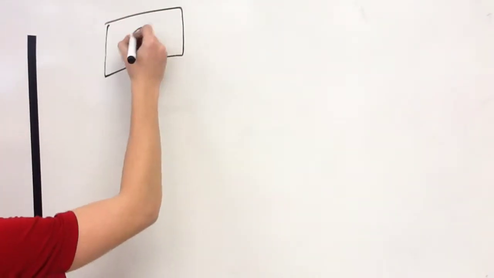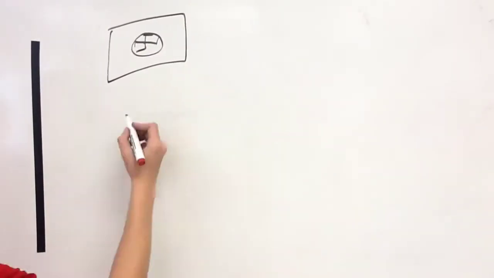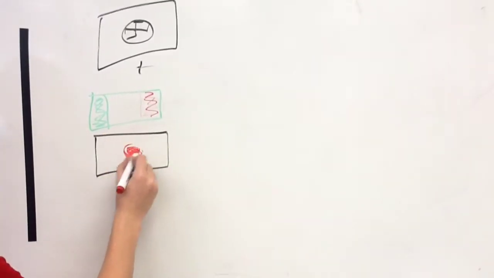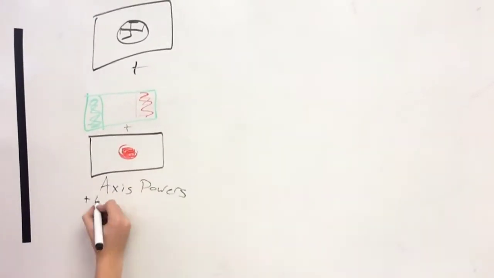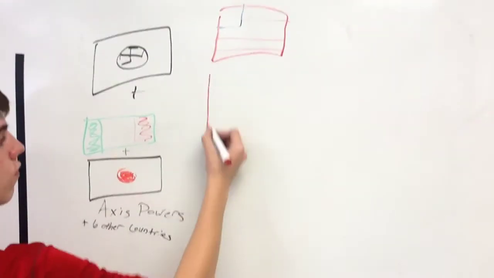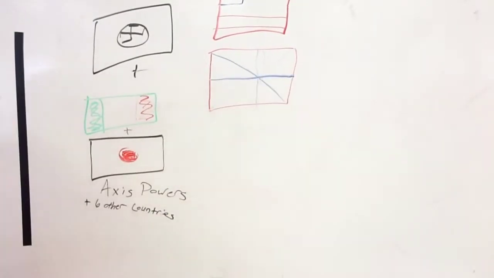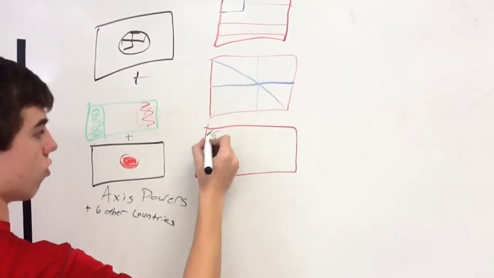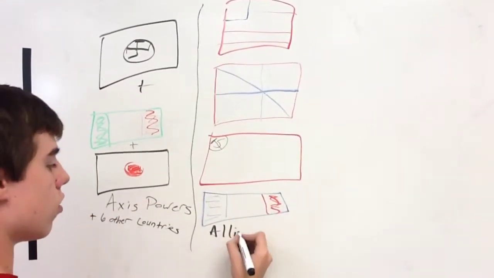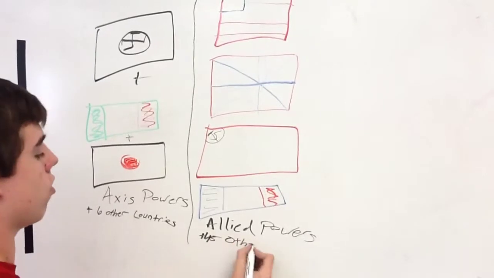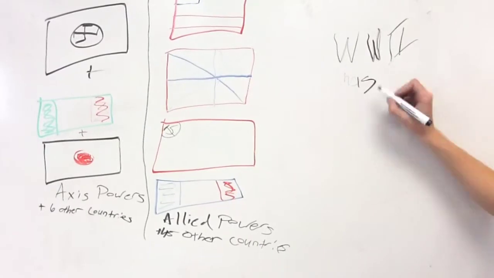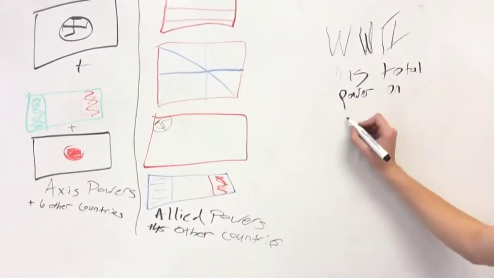Thus, Germany, Italy, and Japan were the Axis powers, along with 6 other countries. The United States, Britain, the Soviet Union, and France made up the Allied powers, plus 45 other countries. Following this, World War II became total war, including many countries involved.